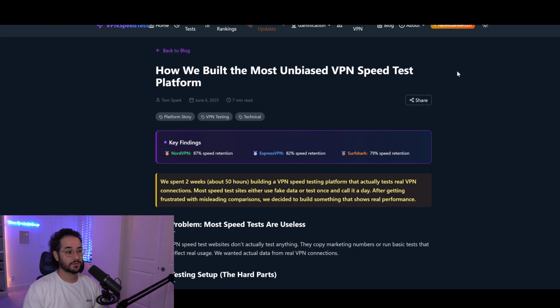People could run tests whenever they wanted. And what I found is that NordVPN had an 87% speed retention, ExpressVPN had 82% speed retention, and Surfshark had a 79% speed retention, meaning that NordVPN was the fastest from all the big VPNs, giving you the best speeds overall with the least decrease in speeds.